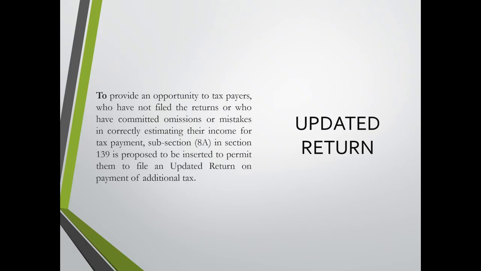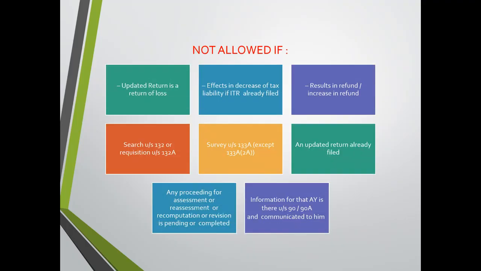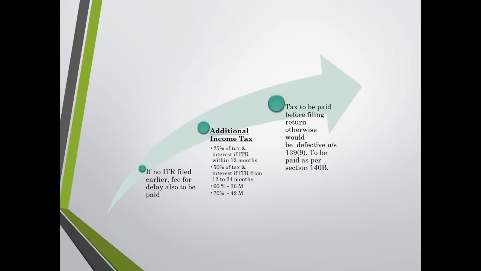Then we went down to discuss that updated return for the last 4 years. After making 25%, 50%, 60%, 70% extra, you submit that updated return. We were discussing on situations where an updated return cannot be filed. Also, we discussed this 25, 50, 60, 70 already I mentioned.